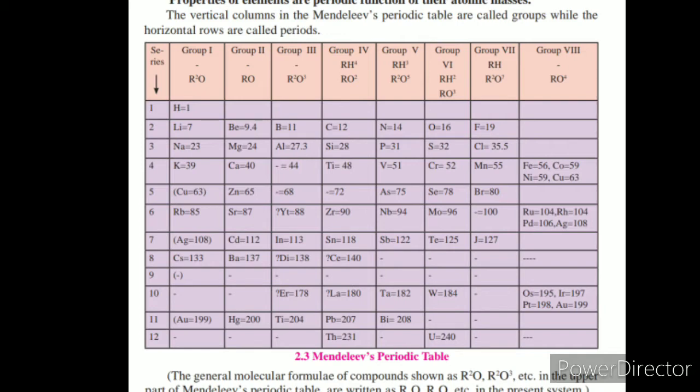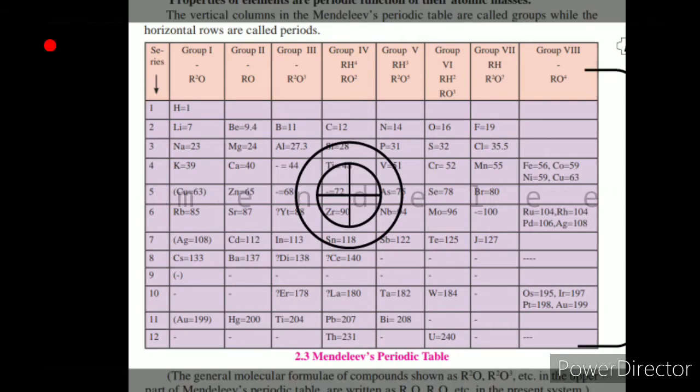Now we discuss the merits and demerits of Mendeleev's periodic table. Look at the picture shown in the book on page number 18, the chart showing Mendeleev's periodic table. There are 8 groups and 12 series, meaning horizontal lines. There are some vacant places also present. According to that, we discuss the merits first. Atomic masses of some elements were revised so as to give them the proper place in the periodic table in accordance with their properties.